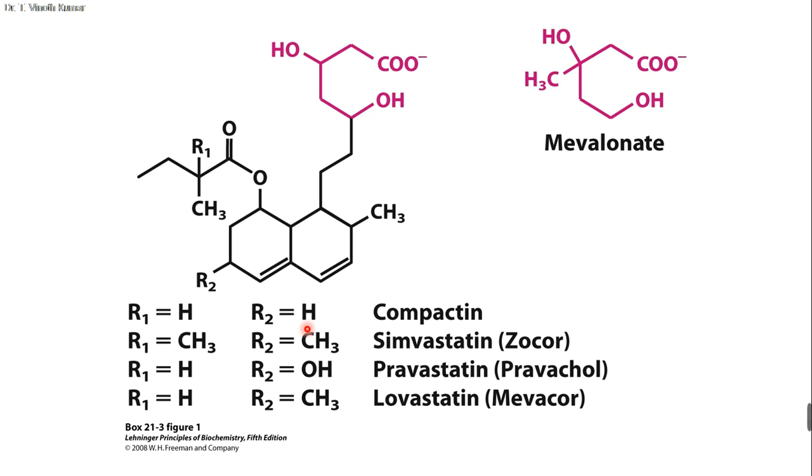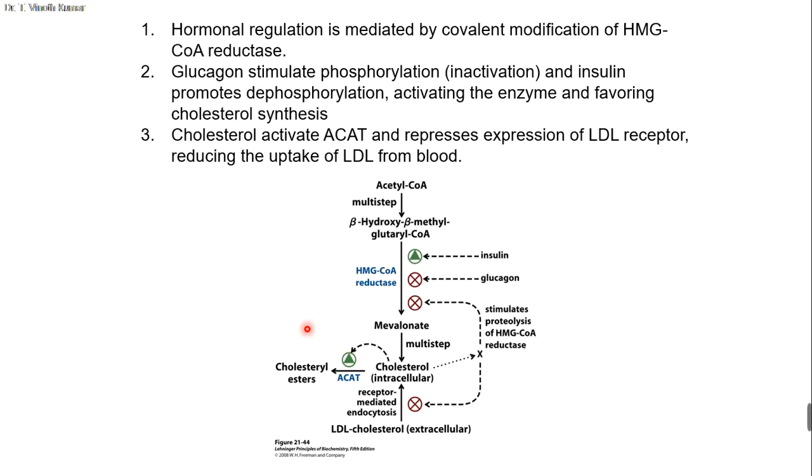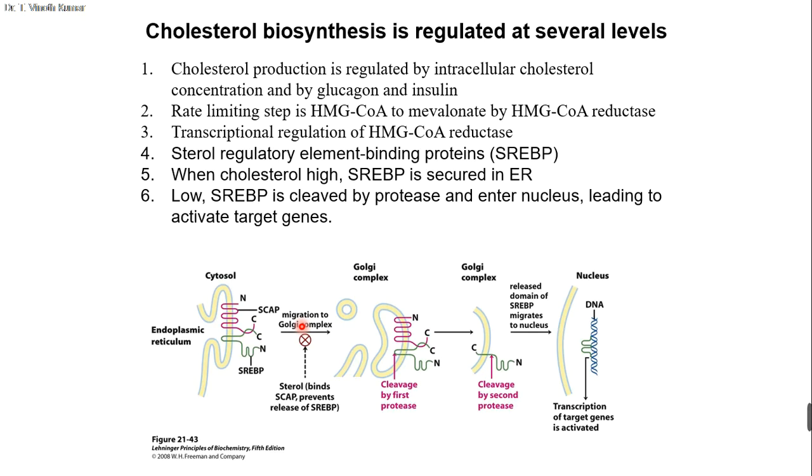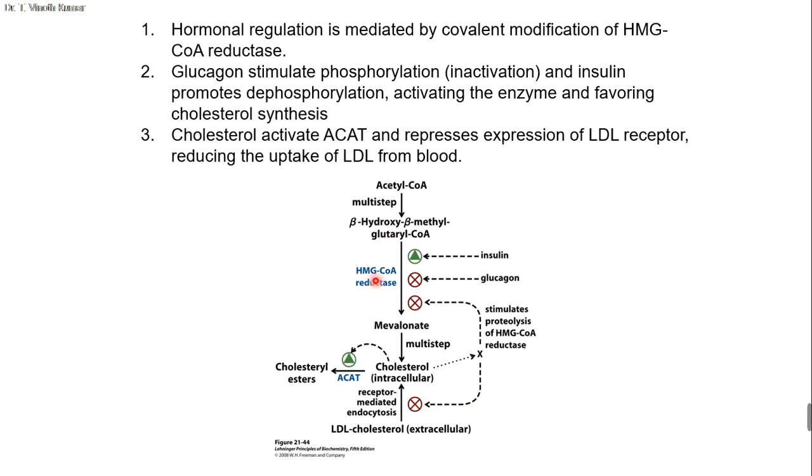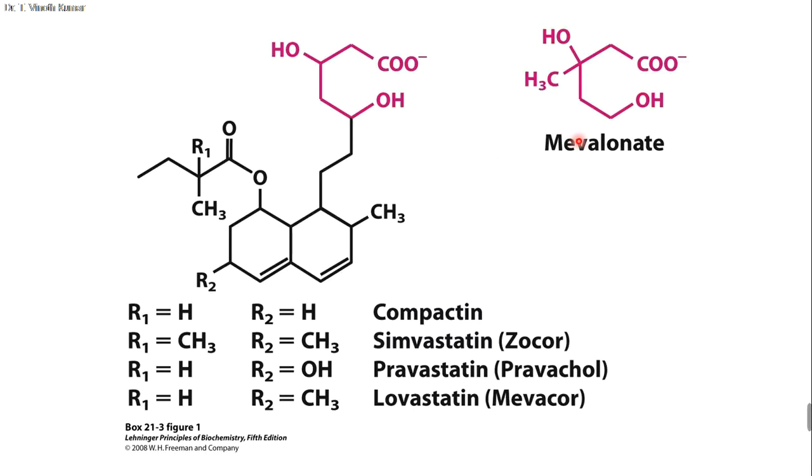So these are all substances used as molecular mimics, used as inhibitors of HMG-CoA reductase, and this is the enzyme. The substrate of this enzyme is mevalonic acid, mevalonate, and you can see the structures are all very similar: compactin, simvastatin, pravastatin, and lovastatin. The statins are very famous.